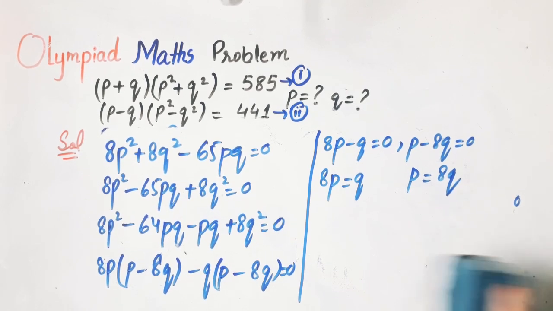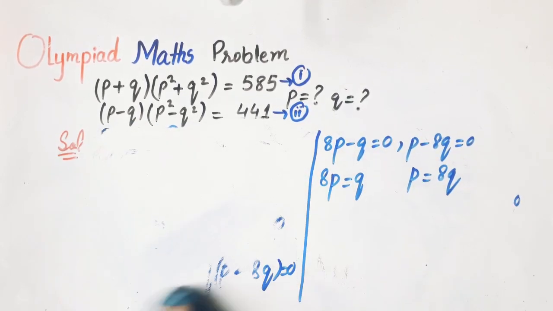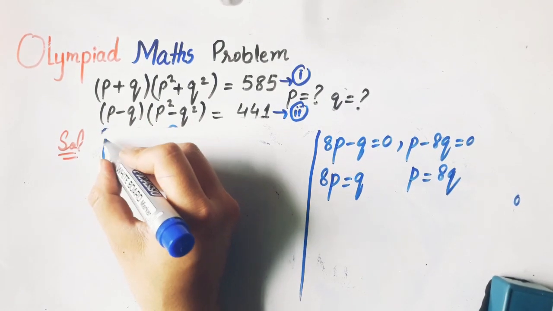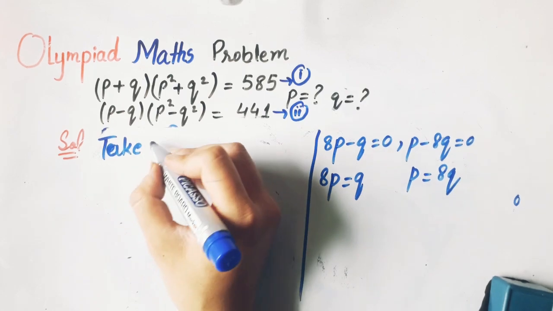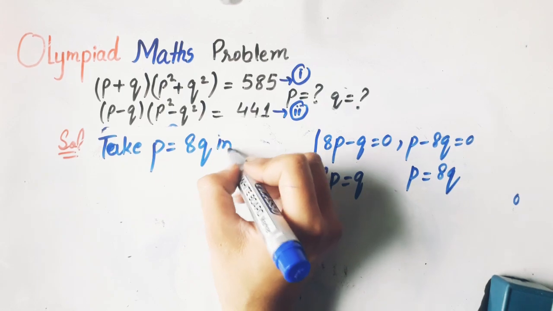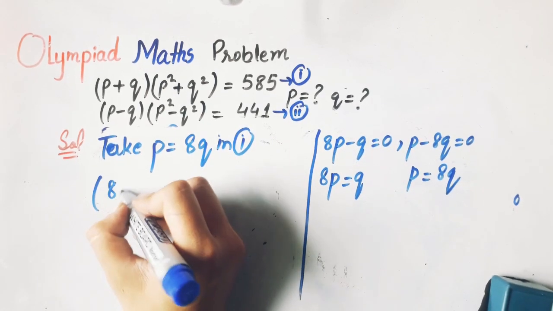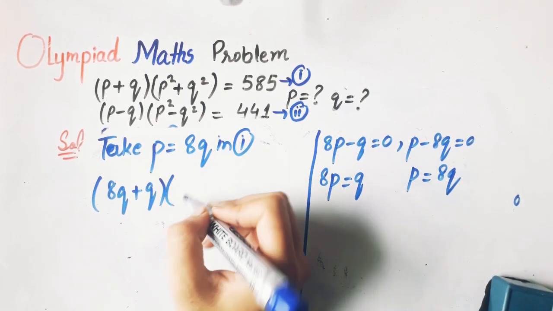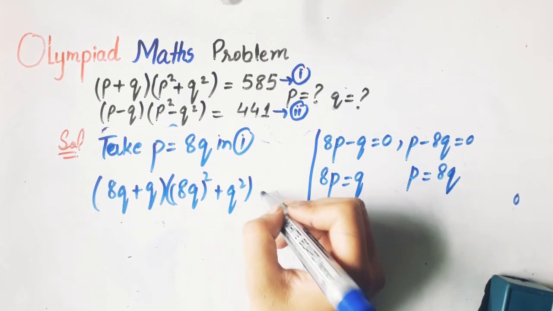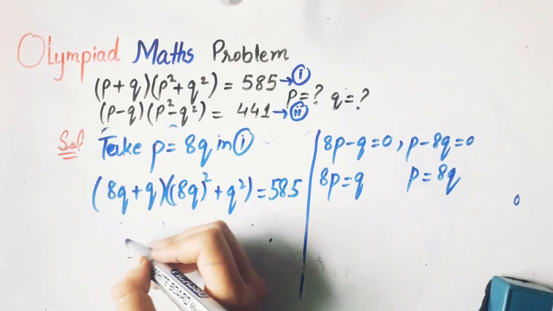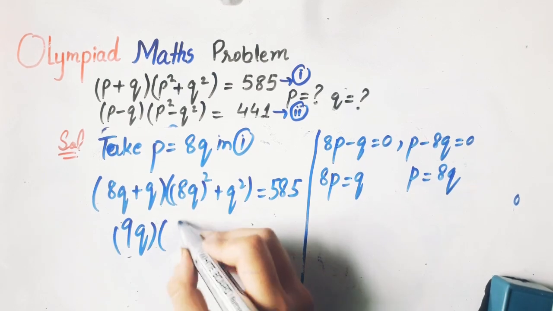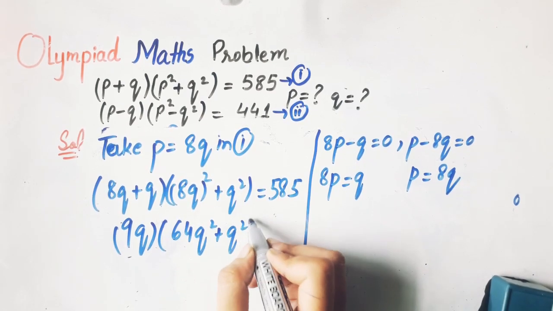Now you have to find the value of p and q. For this purpose, substitute these values into any one equation. So let us take p equals 8q in equation 1. In place of p, 8q plus q. p² means (8q)² plus q² equals 585. 8q plus q is 9q, so 64q² plus q².